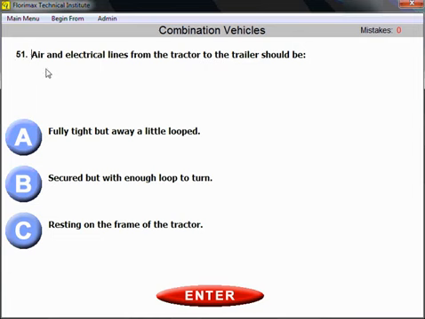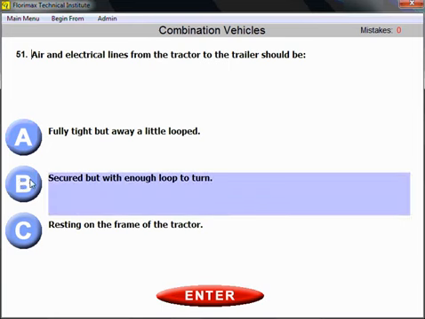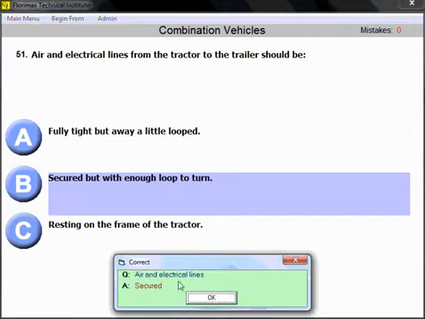Question number 51. Air and electrical lines from the tractor to the trailer should be secured. Secured. Good word. Secured, but with enough loop to turn. But definitely they should be secured. Whenever you see the word secure, that's 99% the right answer.